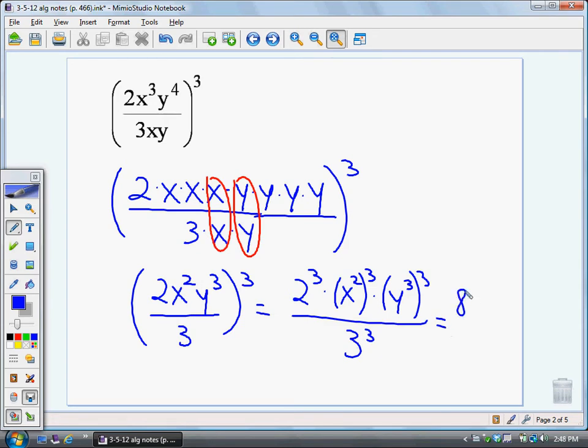x squared to the 3rd, I'd have 3 x squared's, x squared times x squared times x squared would be x to the 6th. And then I'd have y to the 3rd to the 3rd. I'd have 3 groups of y to the 3rd, y to the 3rd times y to the 3rd times y to the 3rd. That would be y to the 9th. And on the bottom, you'd have 3 to the 3rd. 3 times 3 times 3 is 27. And so I'd have 8x to the 6th, y to the 9th, all over 27.